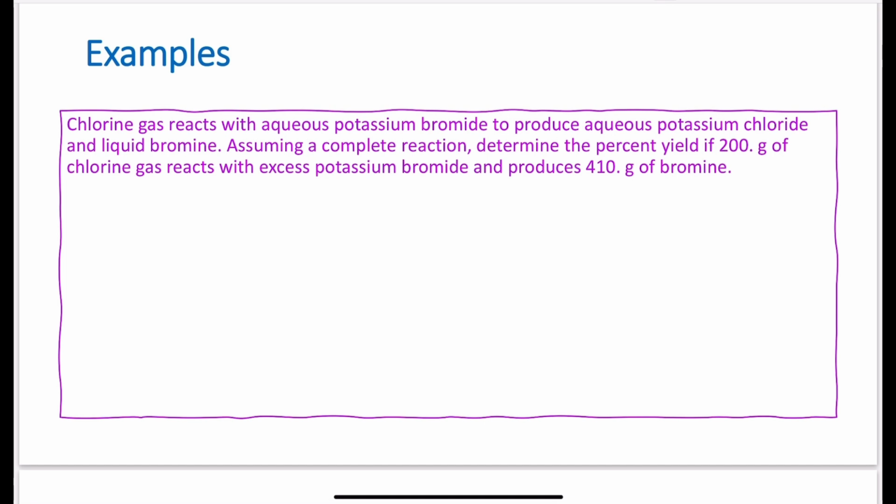So we've got chlorine gas. Chlorine again is one of our diatomics, so we've got Cl2. It reacts with aqueous potassium bromide. Again, potassium bromide, potassium is an alkali metal, group 1, so always a +1 charge. Bromide is one of your halogens, group 17, always a -1 charge, so it's a 1-to-1 ratio. And aqueous means dissolved in water.